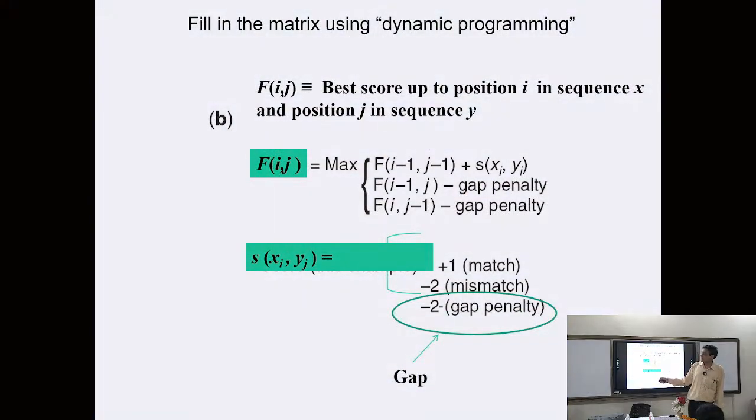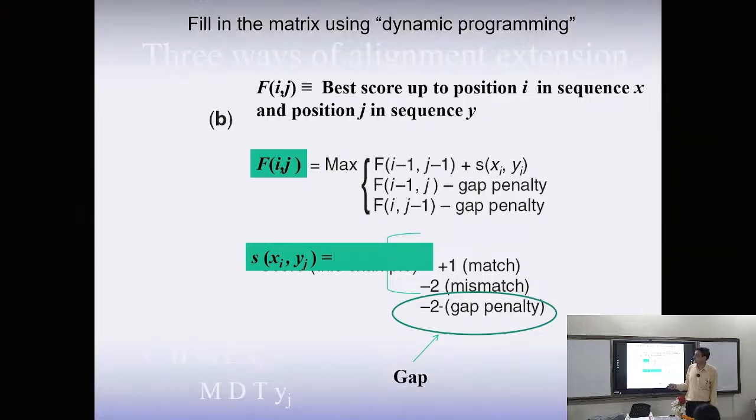So this is the second scenario. The best score up to position I in sequence X and J in sequence Y can be obtained from the best score one position back for the second scenario. Indices are I minus 1, J, plus the gap penalty. A gap is negative, that's why negative is shown here.